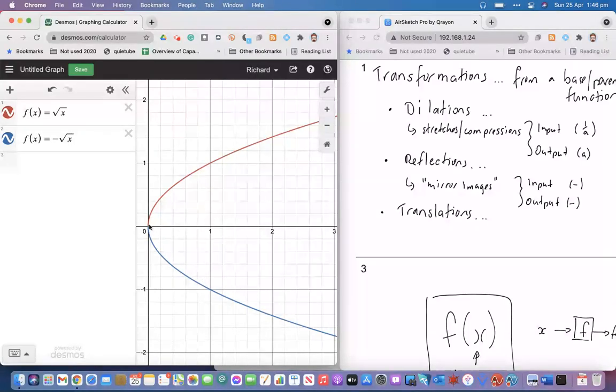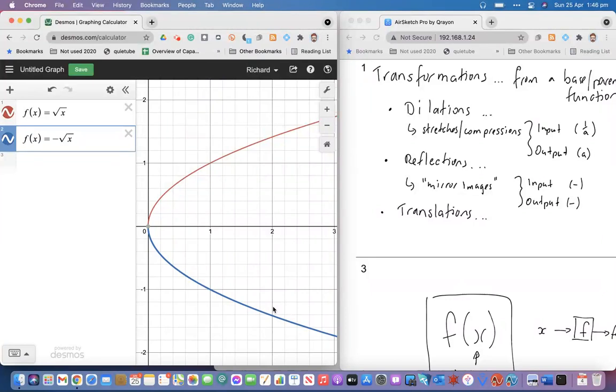But just to take a few points so you can see what I mean, 0 is now 0. 1 is now negative 1. There it is there. 2 and 1.4 roughly is now 2, negative 1.4, etc. So every single point, the output has now just been transformed so that it is negative instead of positive. It's changed sign effectively.